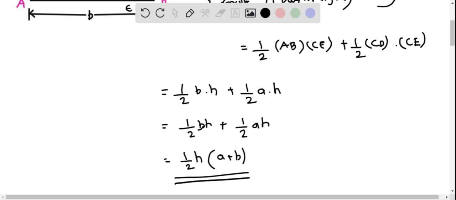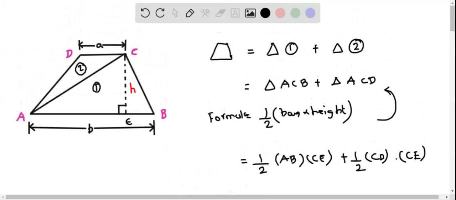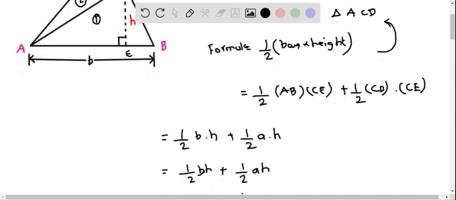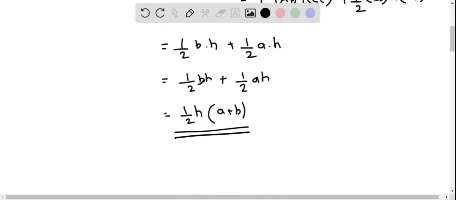And this confirms that this is correct, because we have actually divided this trapezoid into two parts, that is triangle 1 and triangle 2, which are adjacent and lie inside the trapezoid. So basically the areas cover the entire region of the trapezoid. When we add these two triangle areas, it is equivalent to the area of the trapezoid. So therefore, this is the formula to find the area of the trapezoid.